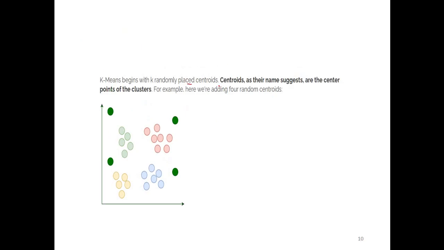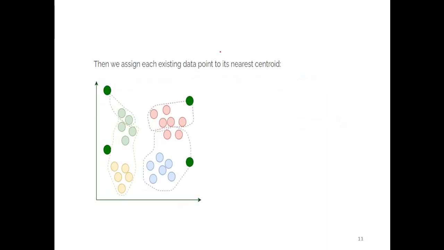Initially, we randomly place some K number of centroids. Here K is chosen as 4. So 4 randomly chosen centroids are placed in the data set. That is the first point. After that, we need to assign the points which are nearer to the randomly chosen centroids.